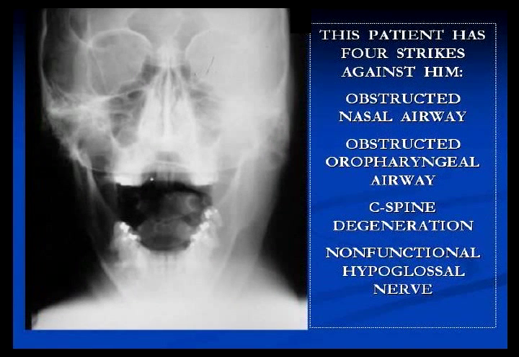His frontal X-ray shows occlusion of the nasal fossa with overgrown turbinates. So therefore, this patient has 4 strikes against him: an obstructed nasal airway, an obstructed pharyngeal airway, which you saw in the previous slide, C-spine degeneration from the previous slide, and a non-functional hypoglossal nerve.